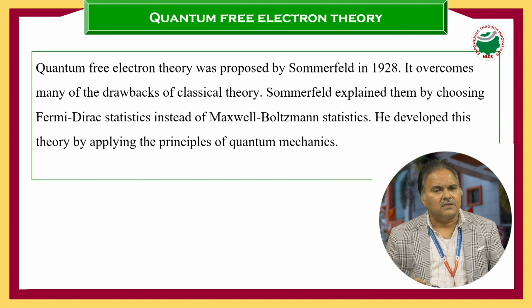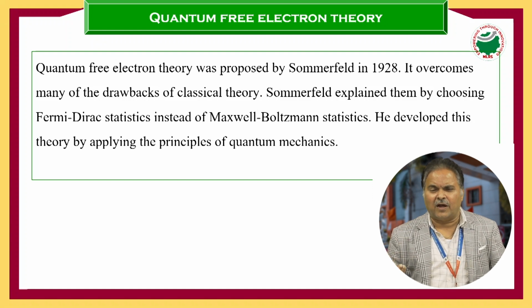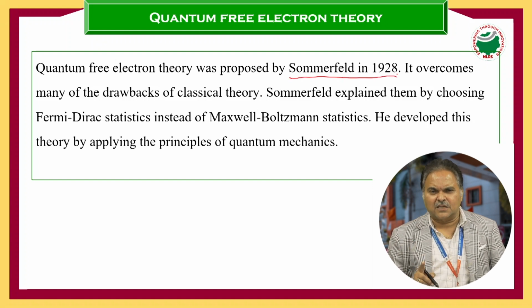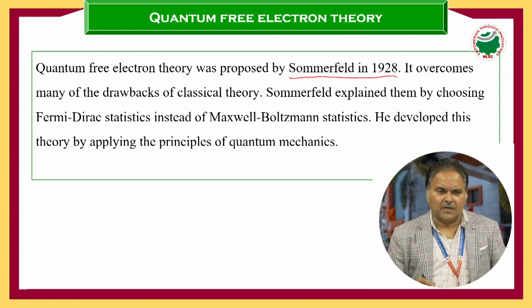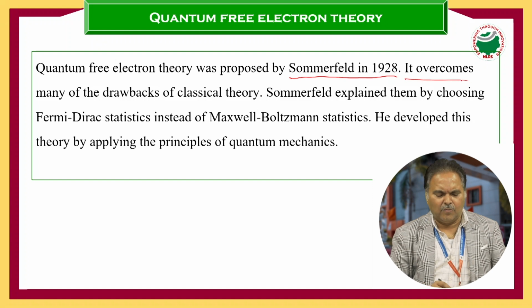So next, if you want to escape from these drawbacks, so that we can explain those properties, then another theory is required. That theory came into the picture around 1928. The classical free electron theory is from 1900. So after 28 years, Sommerfeld developed a theory that is called the quantum free electron theory. It overcomes most of the drawbacks of classical free electron theory.